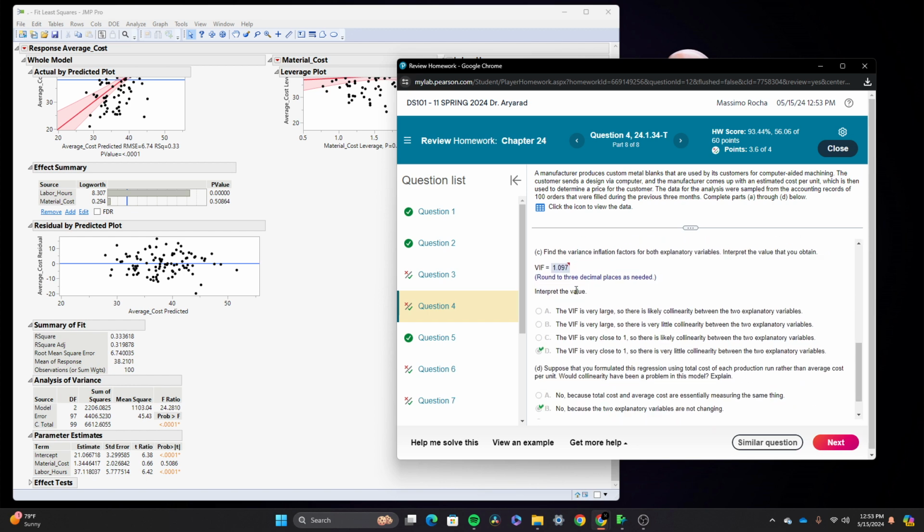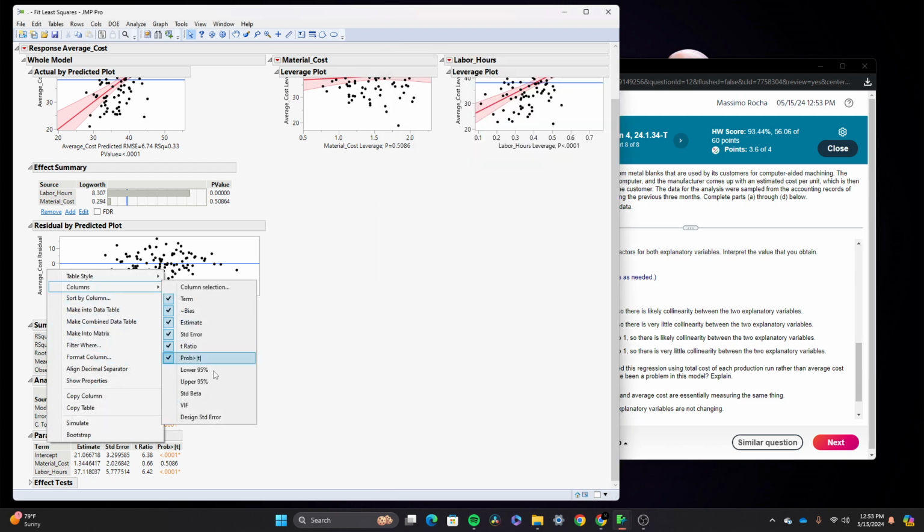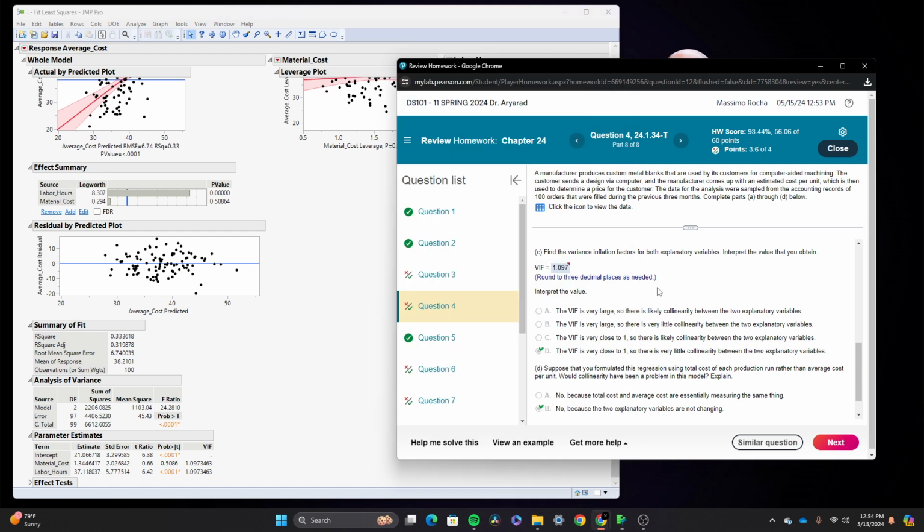Alright, and now for VIF, variance inflation factors. Pretty easy to find. You just go right here to columns, VIF, and that's how you get that number, 1.097. Interpret the value. If you look at it, the VIF is very close to 1. So, because of this, it is very likely that there's no collinearity between the two variables.